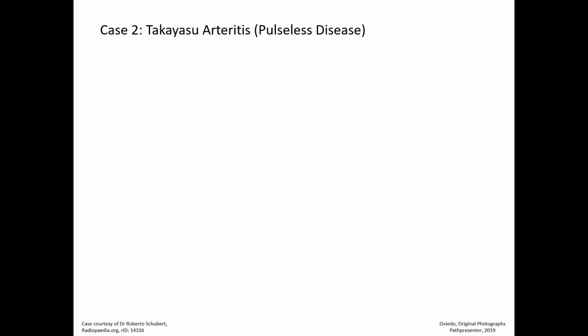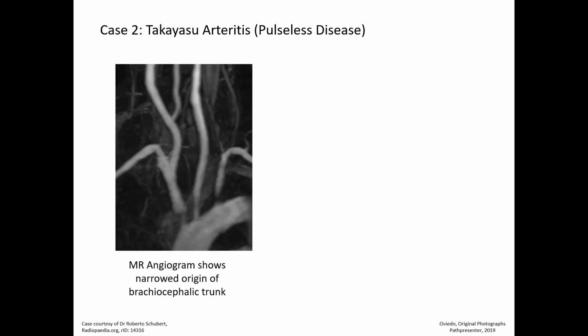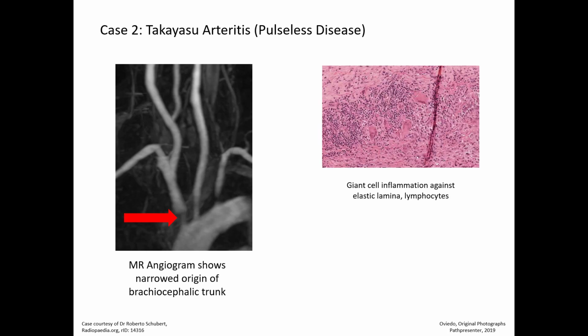Case 2 is Takayasu arteritis, which is also known as pulseless disease because it can be difficult to find a patient's pulse in the arteries that are affected. Here we have an MR angiogram which demonstrates the very narrow origin of the brachiocephalic trunk. Here on the right, I've shown the histology with giant cell inflammation against the elastic lamina and lymphocytes. The histology is similar to giant cell temporal arteritis, but this of course involves different blood vessels.